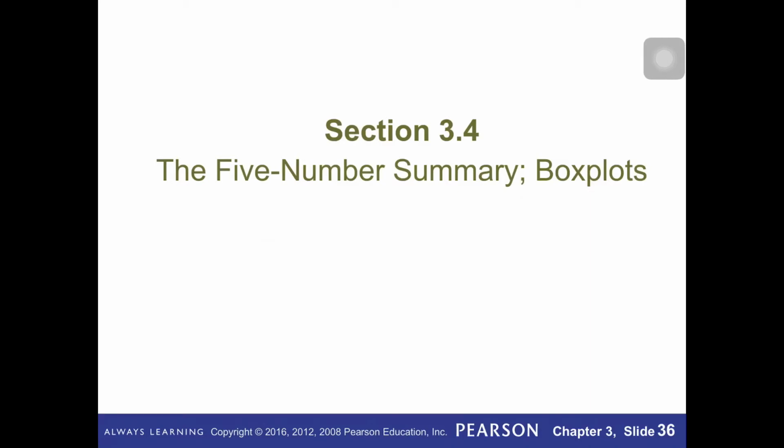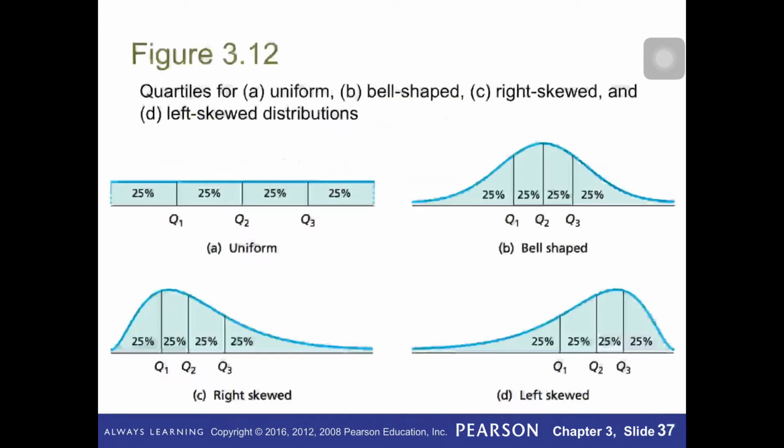Hi everyone, today I am going to discuss section 3.4, which is the 5 number summary and box plots. The 5 number summary includes quartiles: Q1, Q2, Q3 are quartiles. Q1 means first quartile, Q2 is the second quartile, and Q3 is the third quartile.